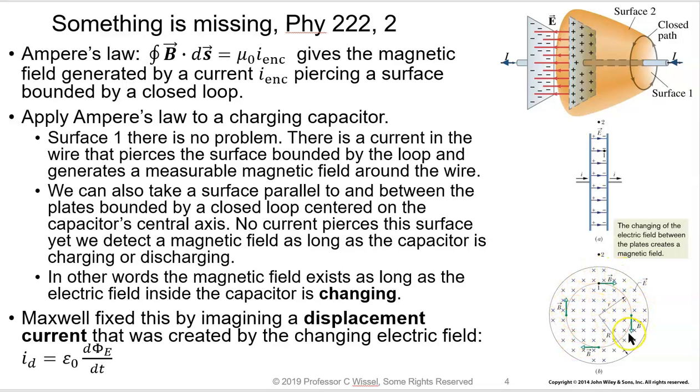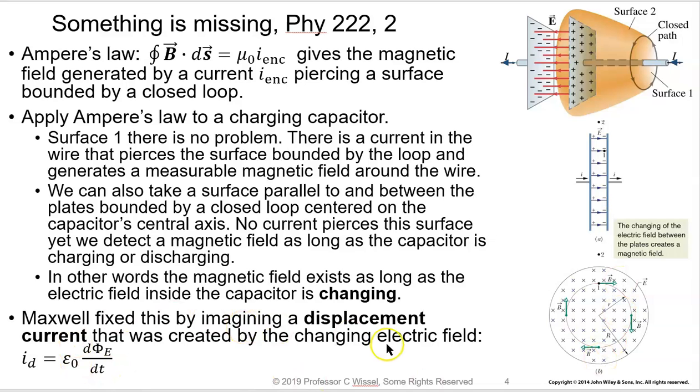Now, no current pierces this surface, and yet we detect a magnetic field as long as the capacitor is either charging or discharging. In other words, the magnetic field exists as long as the electric field inside the capacitor is changing. Now, there is no current going through here. It's just a changing electric field.